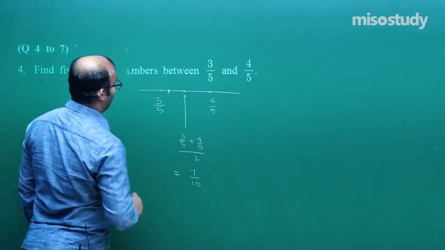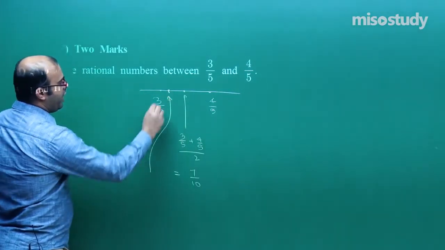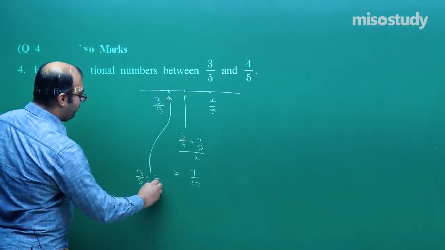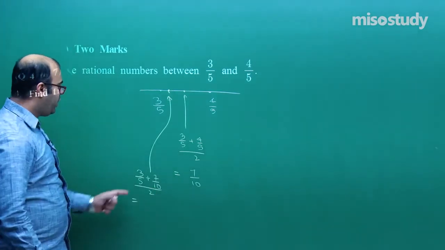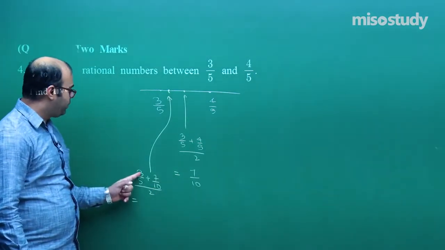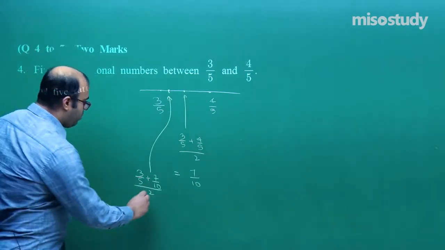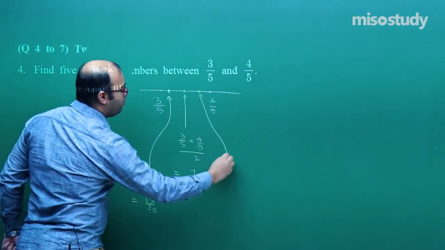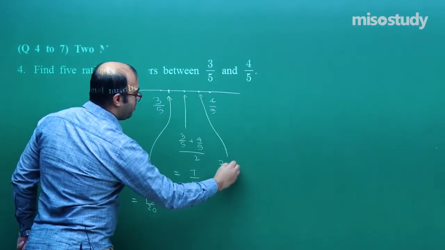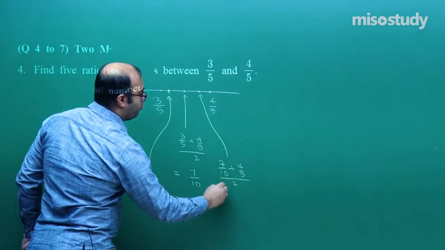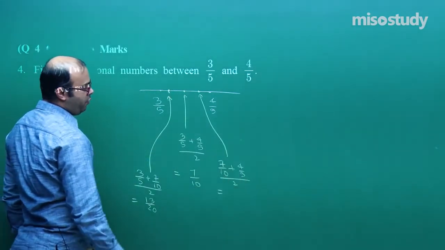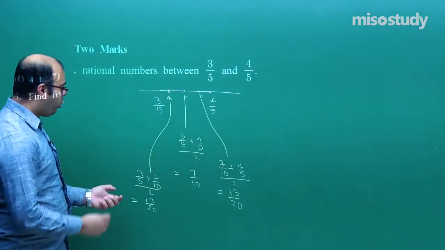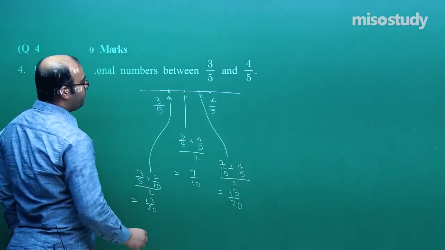Next, let us take this one. We have to find 5 rational numbers. So this is actually the average of 3 by 5 and 7 by 10. So 3 by 5 plus 7 by 10 by 2. What this will give? This will become 6 plus 7, 13 by 20. And let us take a point here in between these two numbers. So 7 by 10 plus 4 by 5 upon 2. This will become 8 plus 7, 15 by 20 students, right. Now we have got 3. Let us find 2 more.